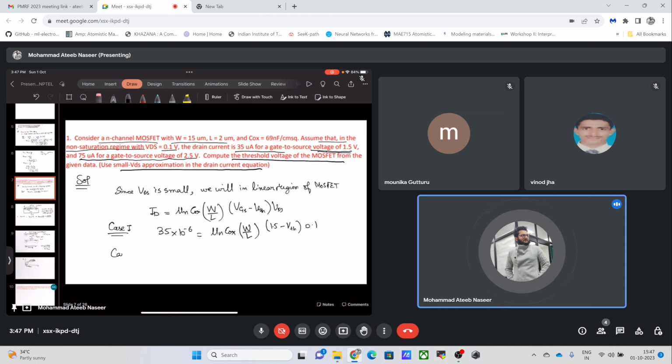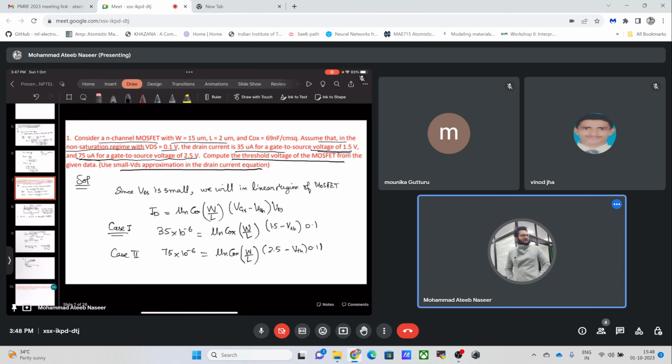Now case 2: ID is equal to 75 microampere, equal to mu n C ox W by L times VGS, which is now 2.5, minus VTH, times 0.1.